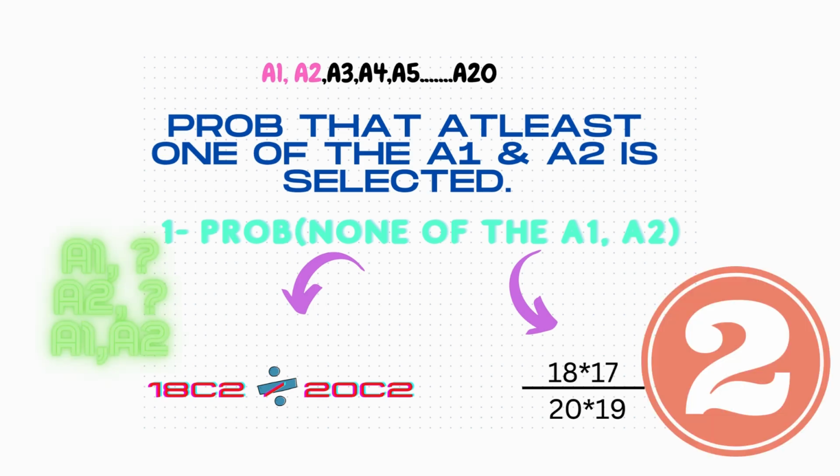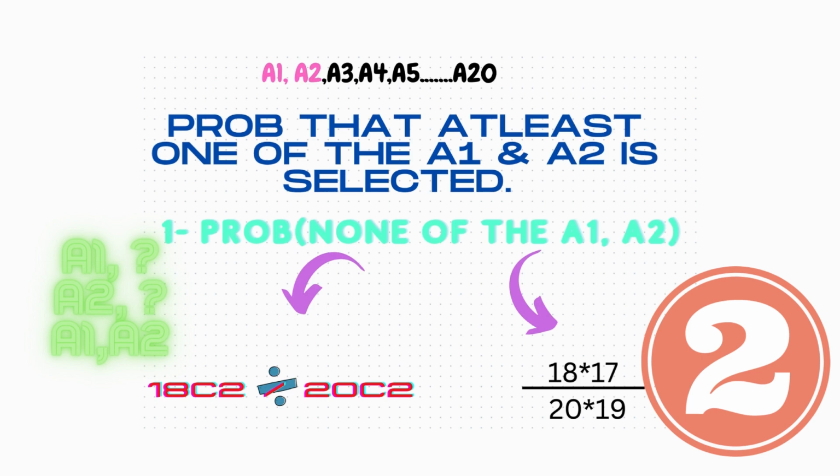So an easy way of computing is finding the case where A1 and A2 are not selected and doing 1 minus the probability of that case, right? 1 minus the probability of none of A1 and A2 being selected, right? Because otherwise we would have to make three cases.